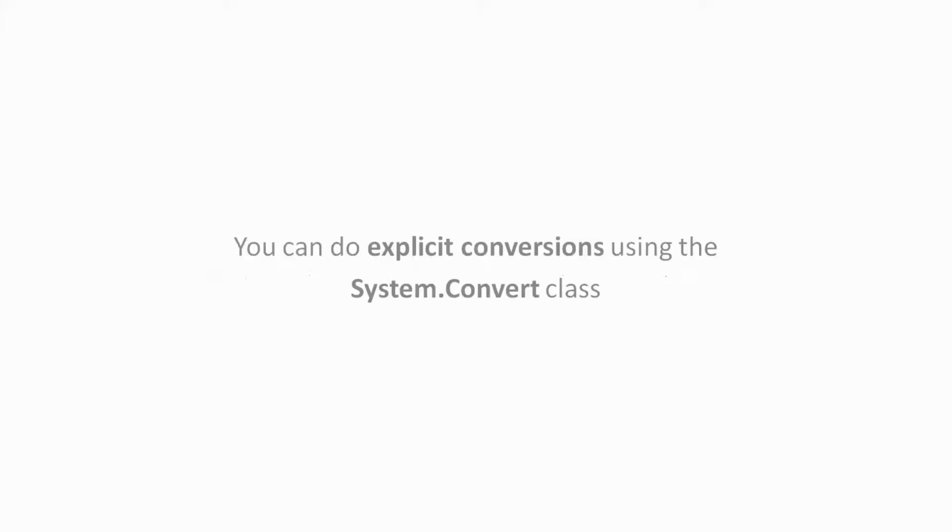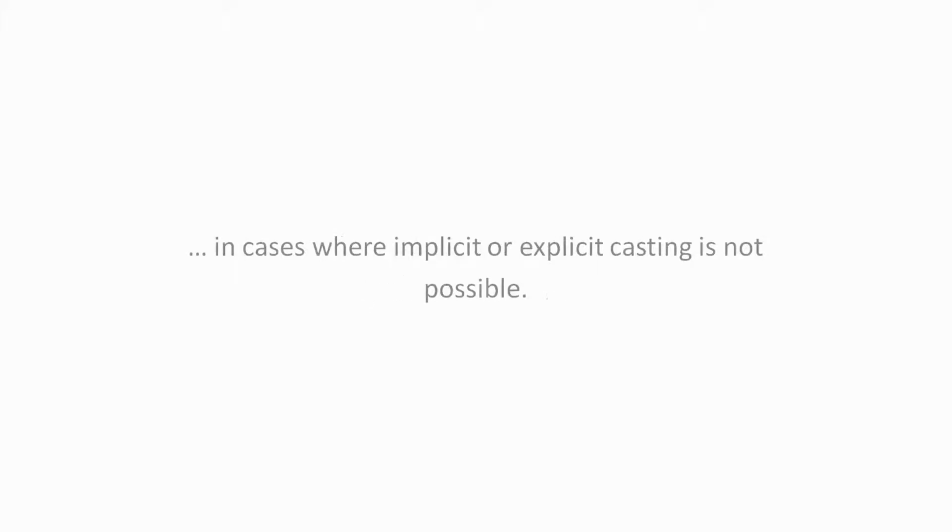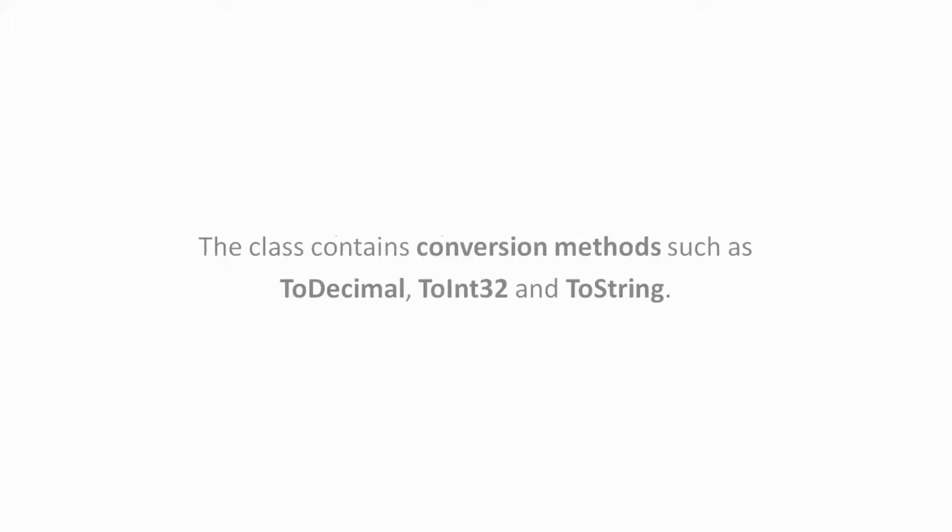The System.Convert class. You can do explicit conversions using the System.Convert class in cases where implicit or explicit casting isn't possible. The class contains conversion methods such as ToDecimal, ToInt32, and ToString.